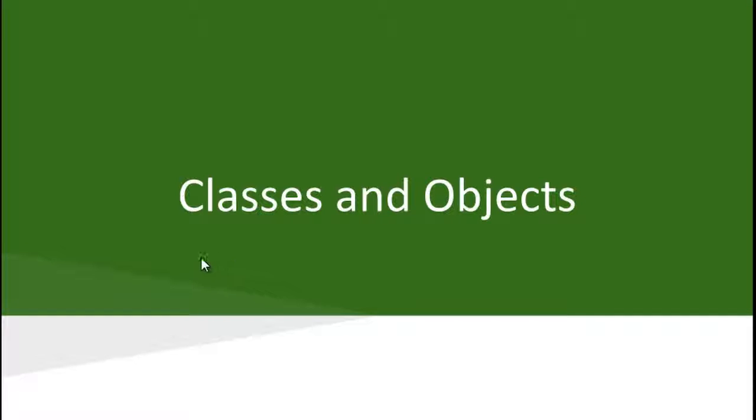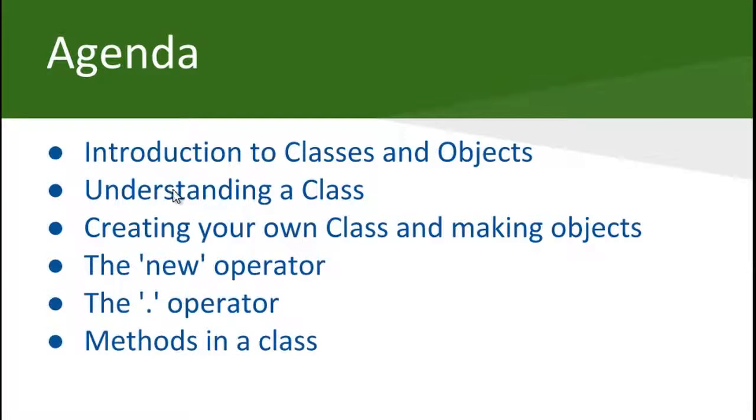We will be talking about classes and objects in this video. We'll start with an introduction to classes and objects, then we'll understand what a class is, then we'll be creating our own classes and making our own objects. Then we'll have a look at the new and the dot operator, and in the end we'll see how we have methods in a class and how they define the behavior of a class. So let us begin.